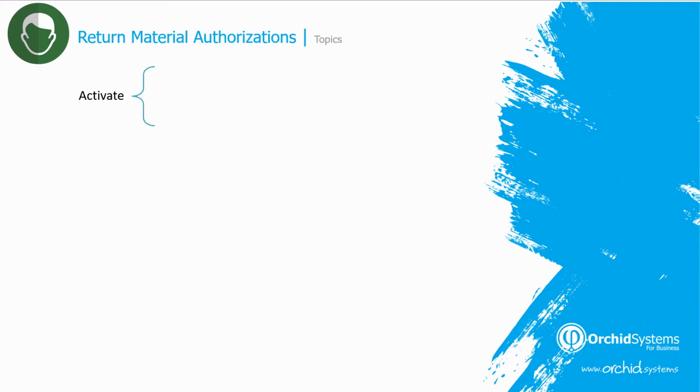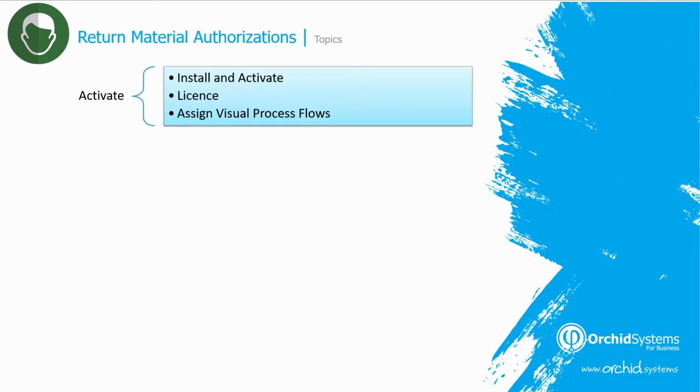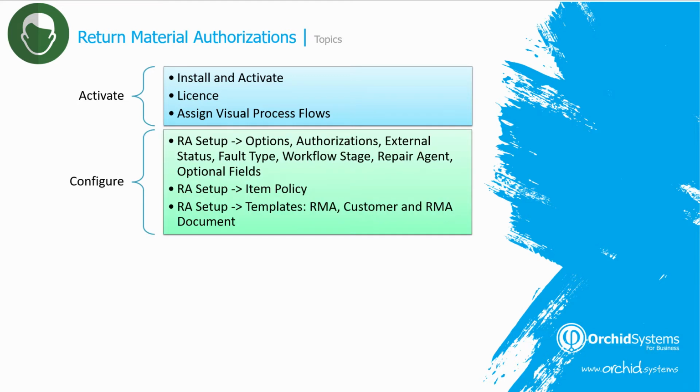The topics for the training are to activate the module. We're going to install and activate the module, check the license file, and then assign the visual process flows, which helps you with the transaction processing in RMA. We're going to run through the configuration options, through all the different codes that you can use: the authorizations, the external status, fault type, workflow stage, repair agent, and optional fields if you're using them.